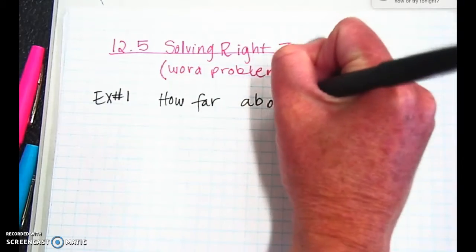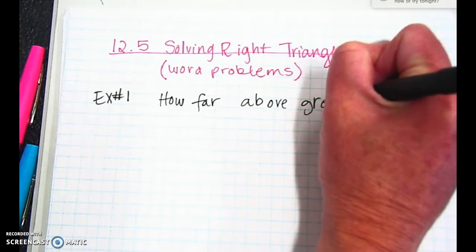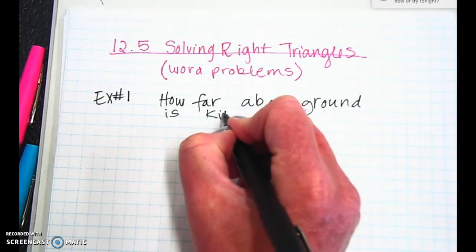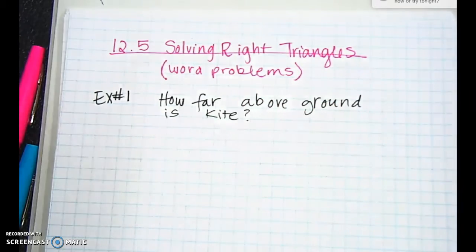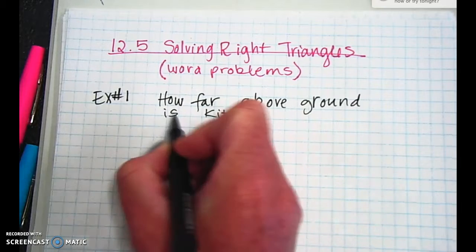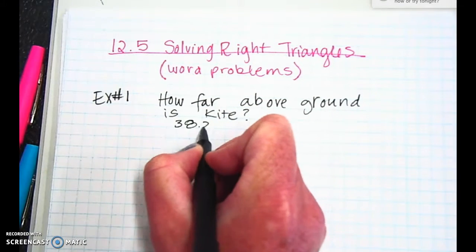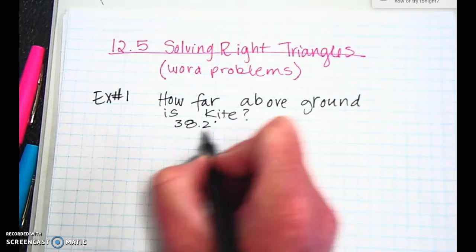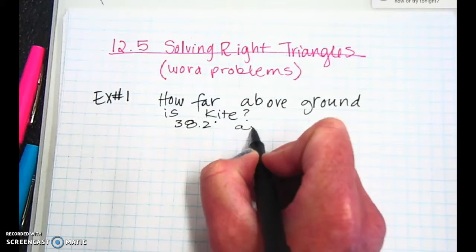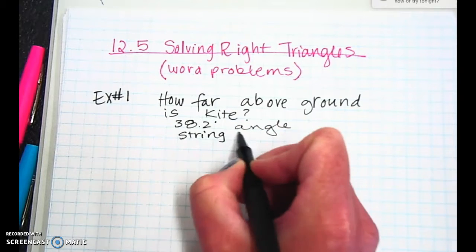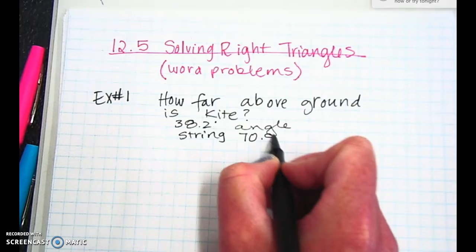So the first one we're going to do is we're going to say how far above the ground is the kite, if it has an angle of 38.2 degrees and the string is 70.8 feet.